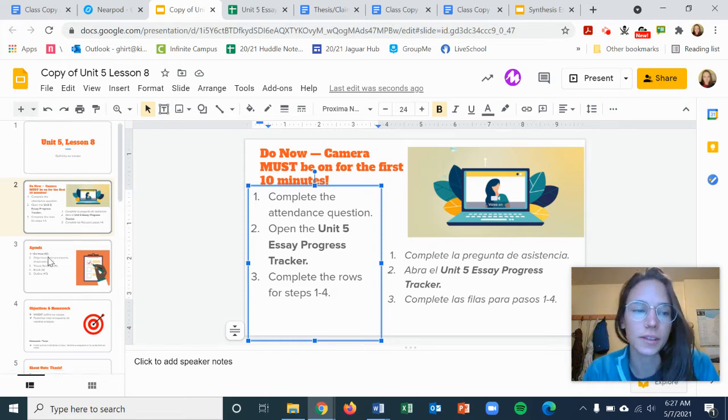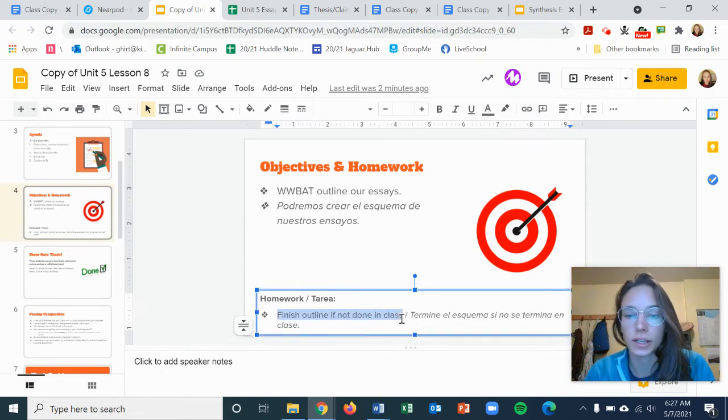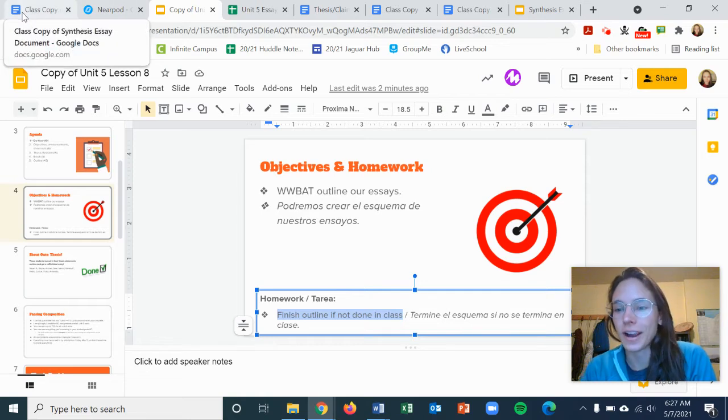Okay, once you have done that, our objective for today is outlining our essays. So this is your homework. If you don't get it done today, it needs to be done by next Wednesday, because next week we are getting started on writing our body paragraphs. Like next week we are writing the essay. So make sure your outline gets done.